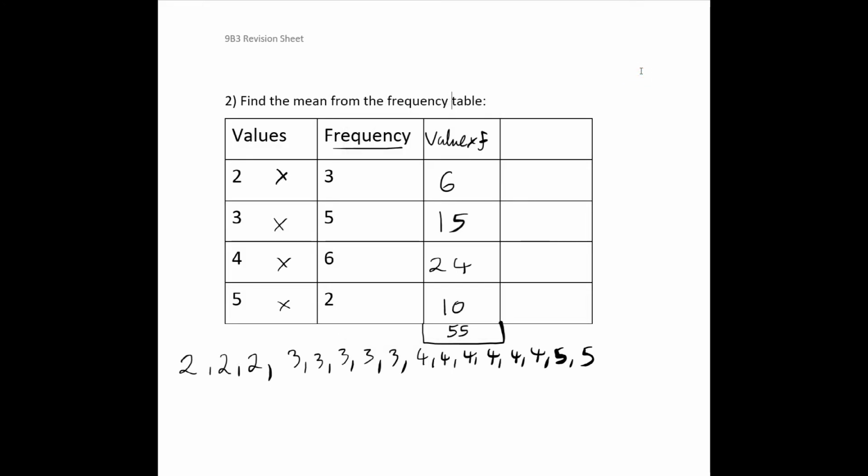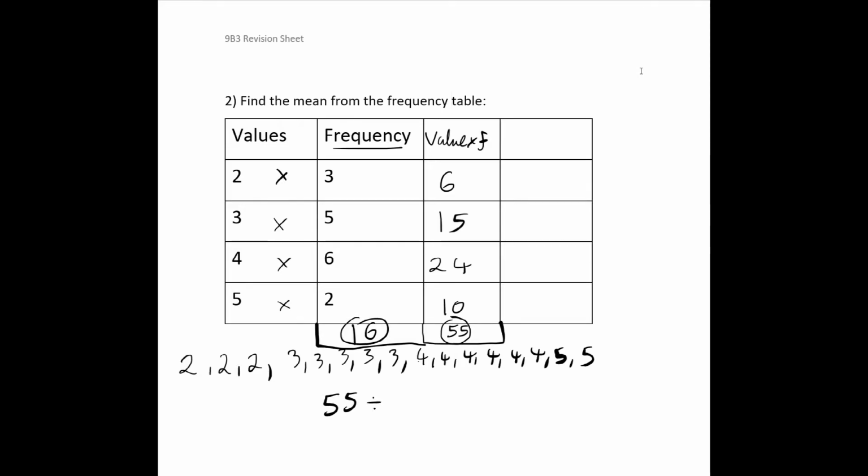Now, the number of values that I took from the table is 3, 4, 5, 6, 7, 8, 9, 10, 11, 12, 13, 14, 15, 16. But that is identical to the total frequency from the table. 5 plus 3 is 8, plus 2 is 10, plus 6 is 16. Therefore, to work out the mean, I just need to do 55 divided by 16.